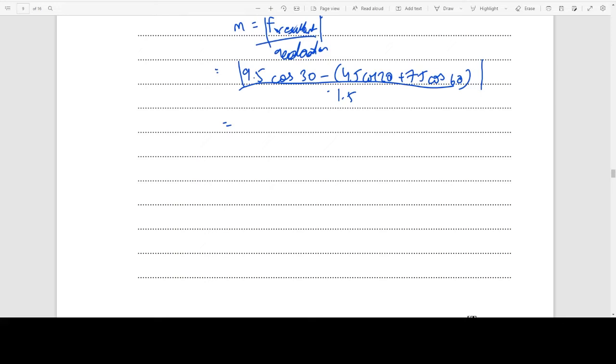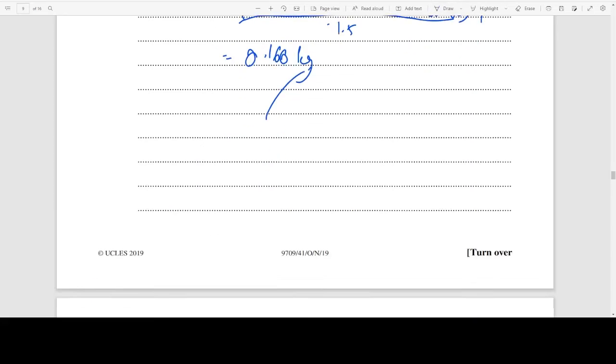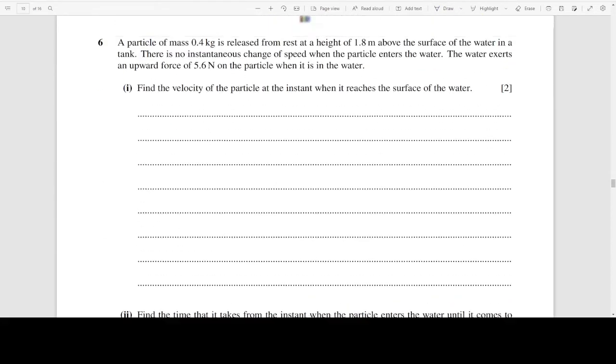So m comes out to be 0.166 kilogram. So I hope you guys understood this. Let's move on to the next question.